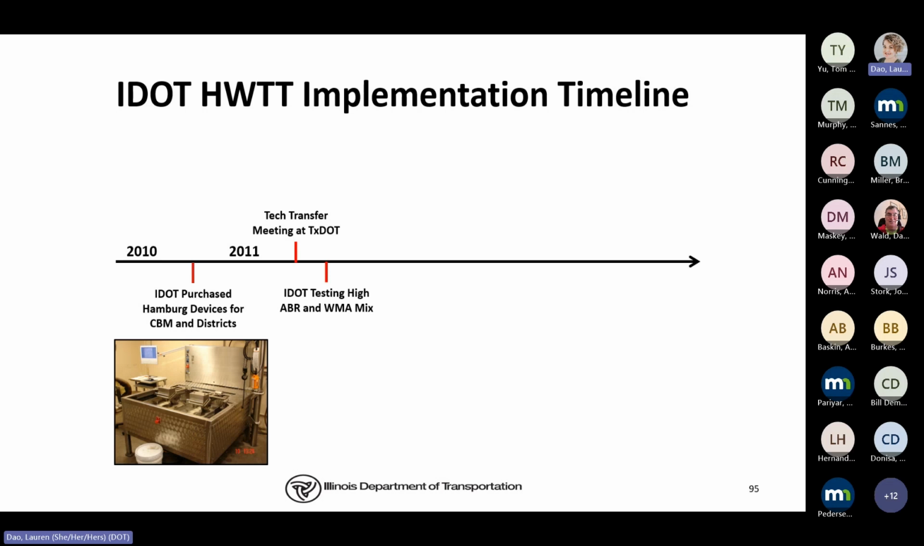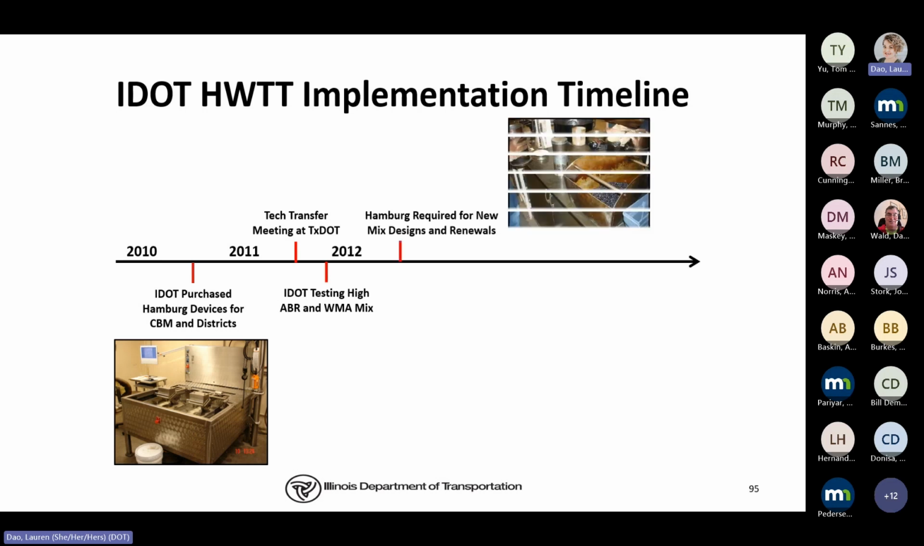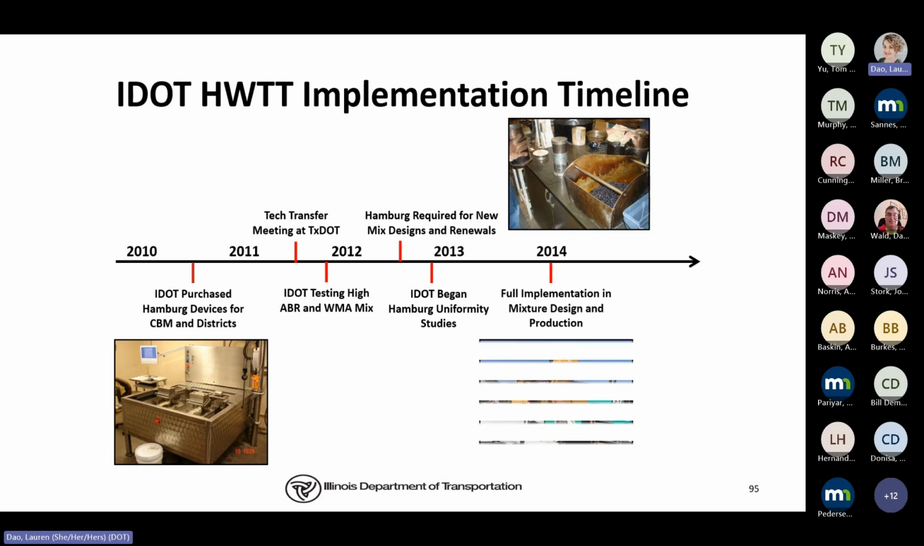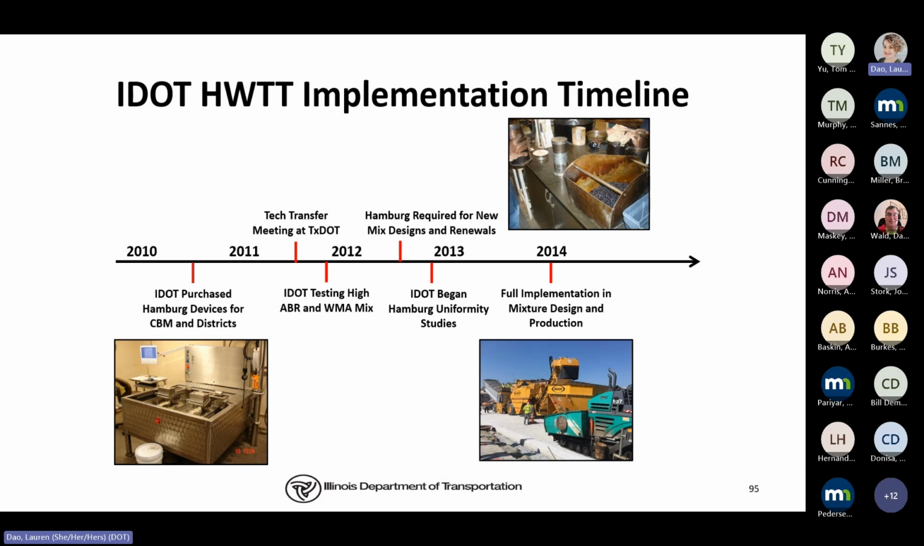Later that same year, we started testing higher asphalt binder replacement and warm mix asphalt mixtures. And in mid-2012, the Hamburg was required for new mix designs and renewals. In late 2012, the department began their uniformity studies, which we conduct on an annual basis, similar to our annual volumetric uniformity studies. And by 2014, we fully implemented the Hamburg wheel tracking test in mix design and production.